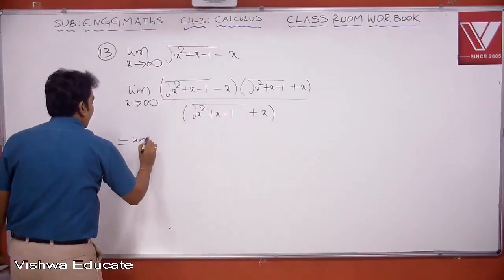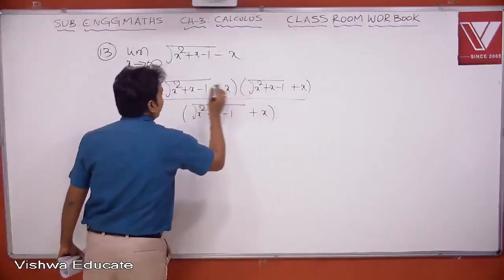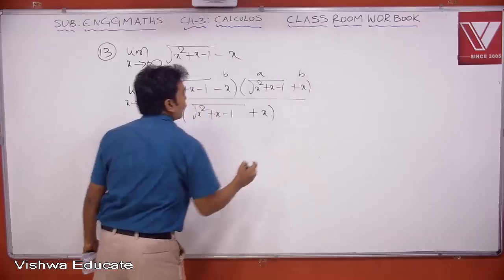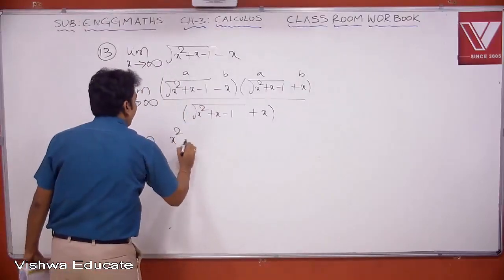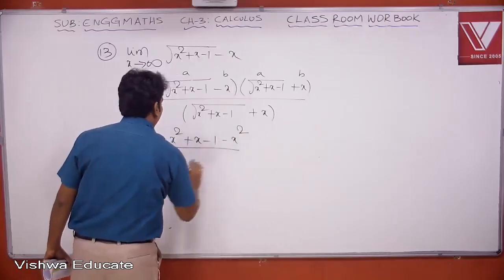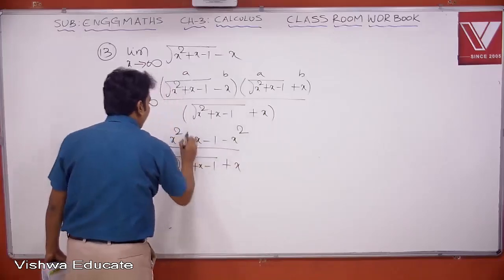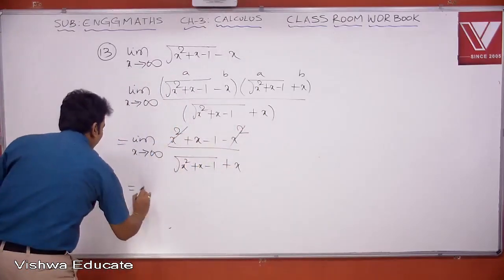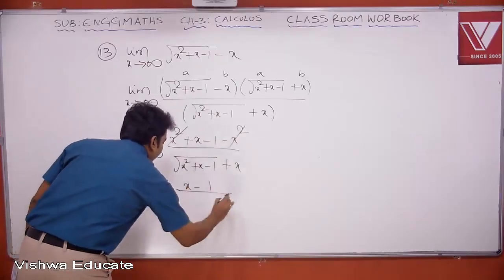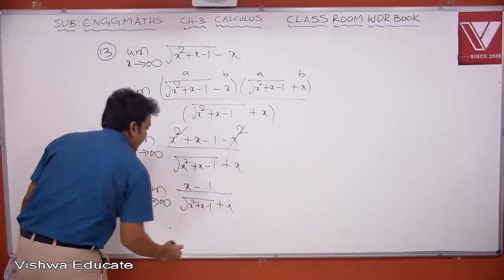So therefore this is limit x extends to infinity, a minus b into a plus b. So this is a value, this is b, and this is a square minus b square. So the square root will be eliminated. So x square plus x minus 1 minus x square divided by square root of x square plus x minus 1 plus x. This and this term will be cancelled. So this is the limit x extends to infinity, x minus 1 divided by square root of x square plus x minus 1 plus x.